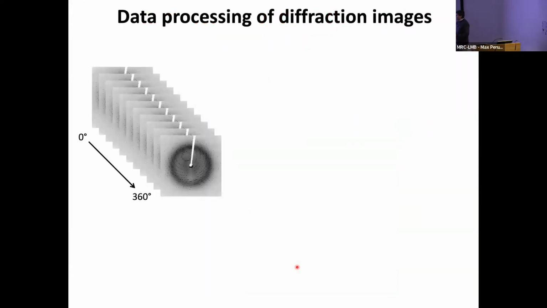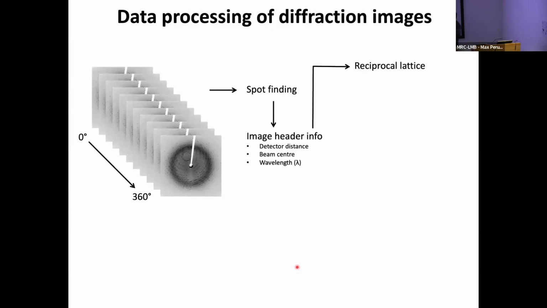So now let's say you collect your 360 degrees, okay? Now you take all these images. First of all, you use something called spot finding, which will find the spots on the images. Once you know that, using the image header information, like the distance of the detector from the crystal, where the beam center is, and what wavelength you were using, you will be able to find your reciprocal lattice.